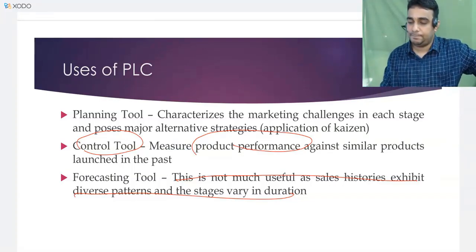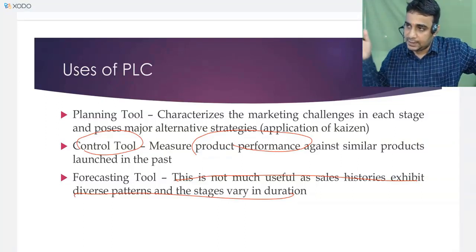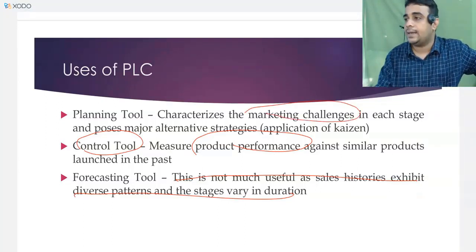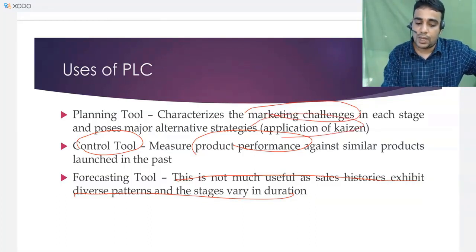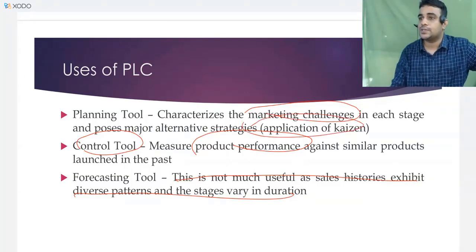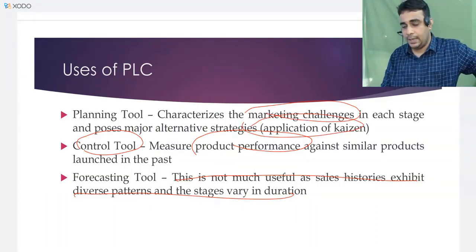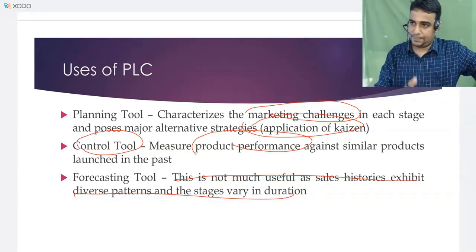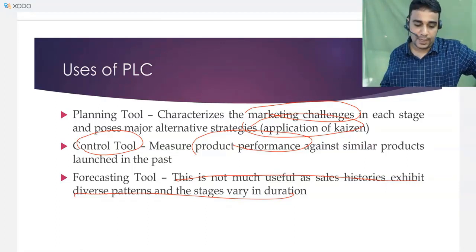Planning tool is, again, I'll get to know what are the challenges I'm going to face at each stage. So depending on that, I may focus on marketing at some time, cost reduction at some time, enhancing product application at some time, or increasing the number of users at some time. So there are three tools: a planning tool, a control tool, and a forecasting tool.